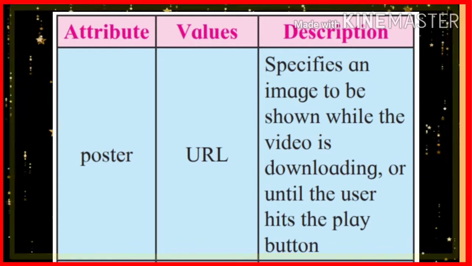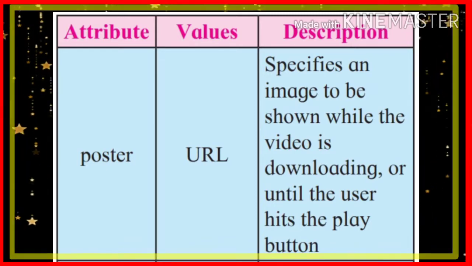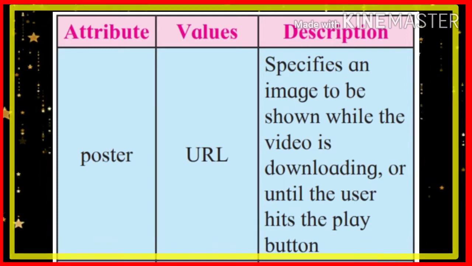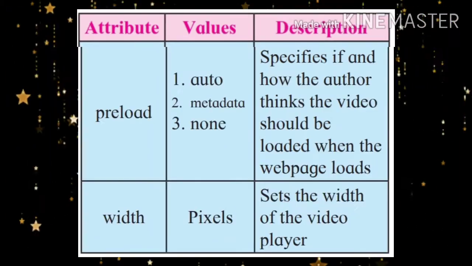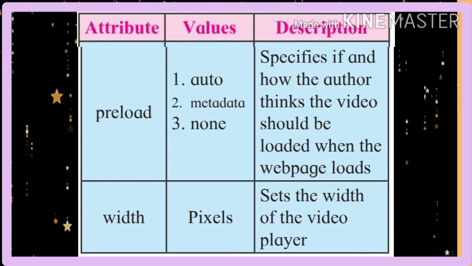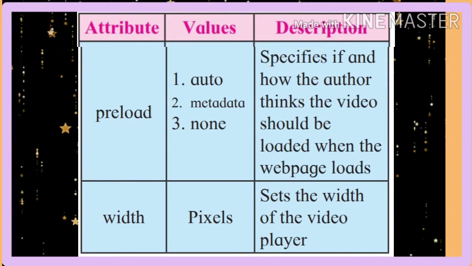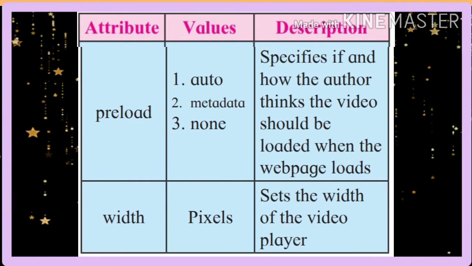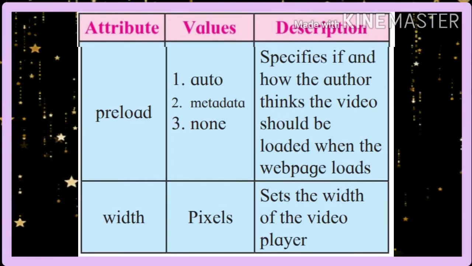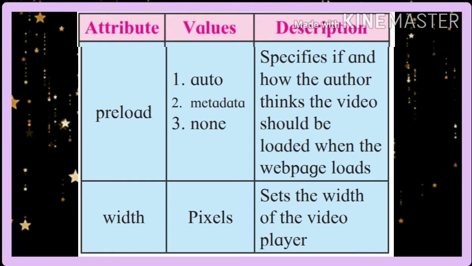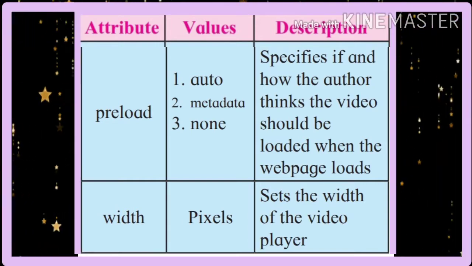Poster attribute specifies an image to be shown while the video is downloading or until the user hits the play button. So the poster attribute has the value of an image URL. Preload attribute has three values. First is auto, second is metadata, and third is none. It specifies if and how the author thinks the video should be loaded when the web page loads.